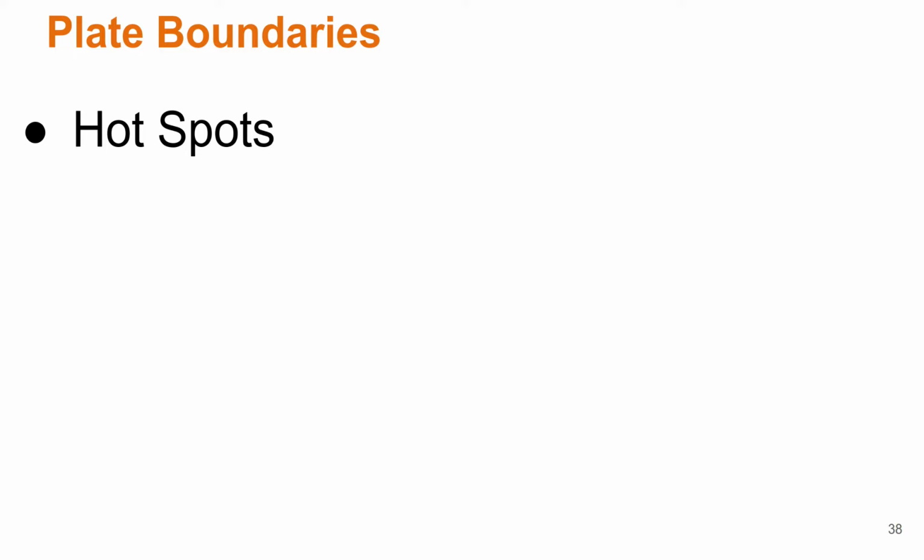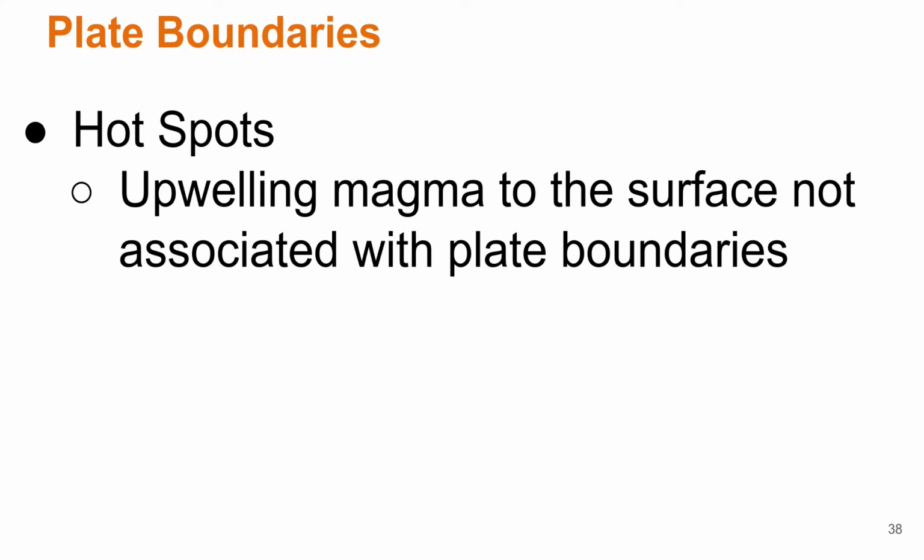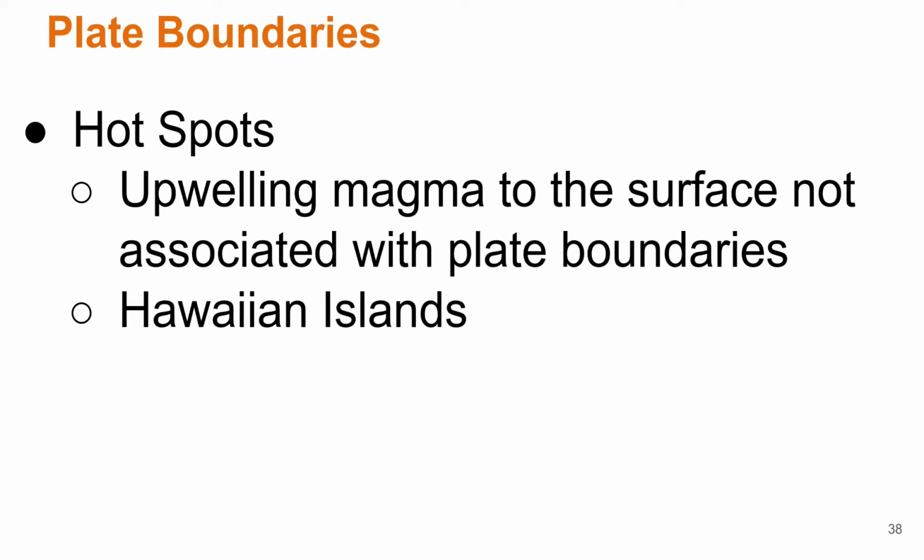So, hotspots. A hotspot is an upwelling of magma not associated with a plate boundary. Most of the good stuff happens by the plate boundaries, but you can also have hotspots that aren't associated with the plate boundary, where this material is coming up. For example, the Hawaiian Islands.